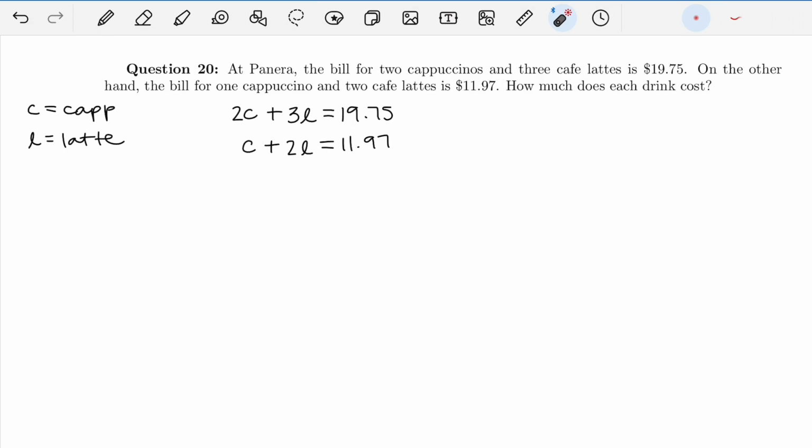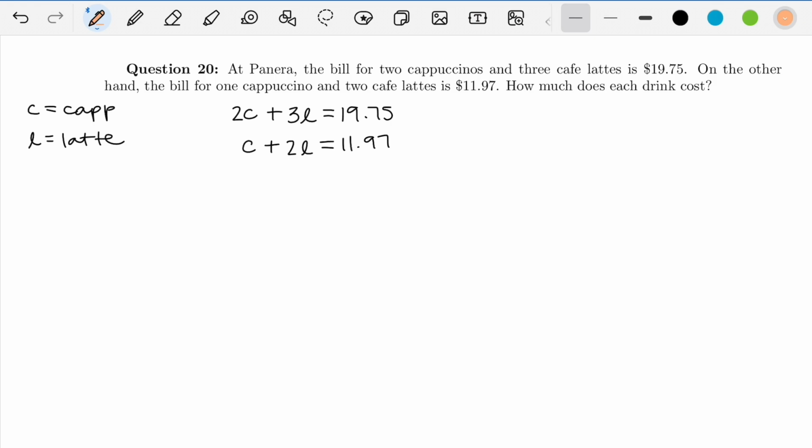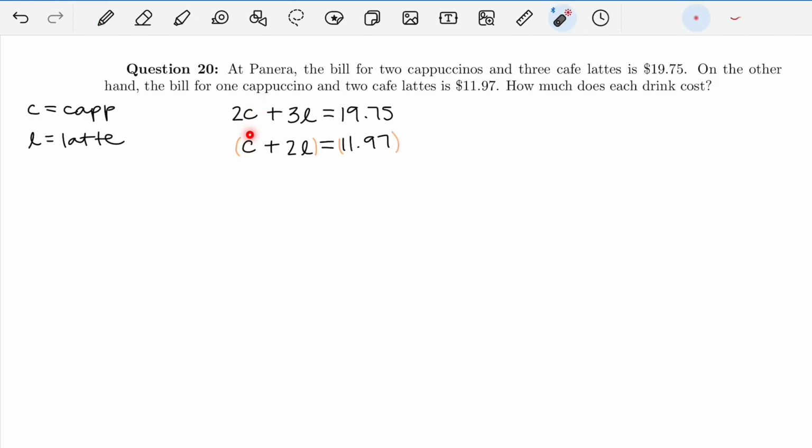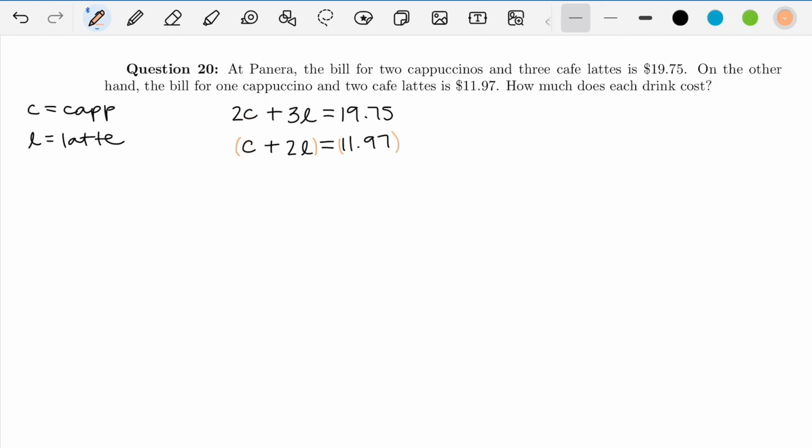Now, in the last example, we used substitution. So here we're going to use elimination. You can use substitution if you'd like as well, but I just want to show that there's a couple different ways we can do this. So to use elimination, I want to eliminate this variable C, and I'm going to do that by multiplying this second equation by -2 on both sides.